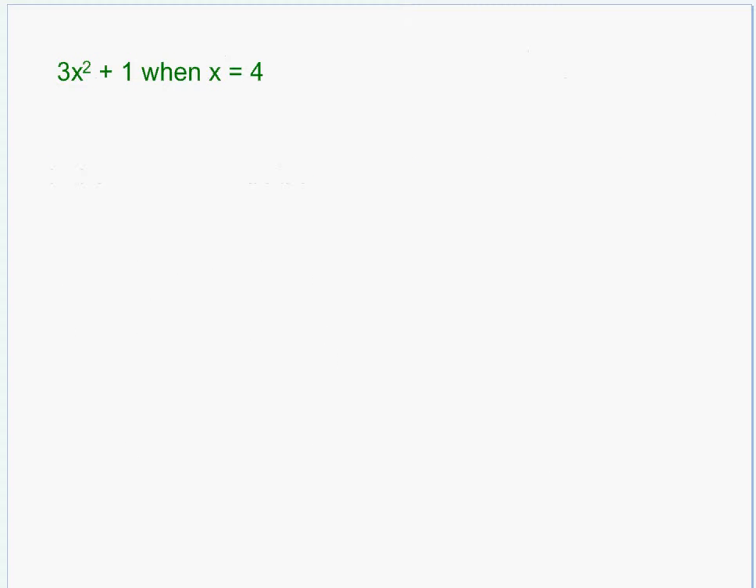Let's do another example with a variable. I have an expression here: 3x squared plus 1 when x equals 4. So remember the 3 steps: write, substitute, simplify. First I'm going to write 3x squared plus 1. Then I'm going to substitute. What am I substituting? Right here, x equals 4.